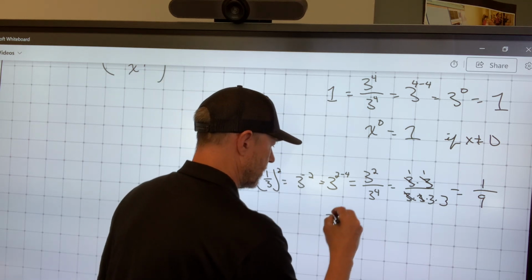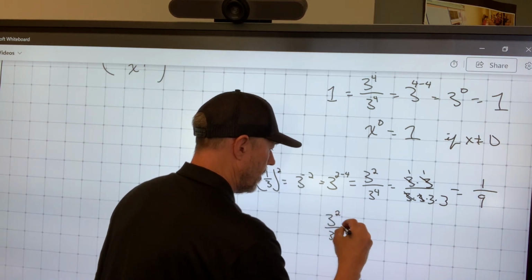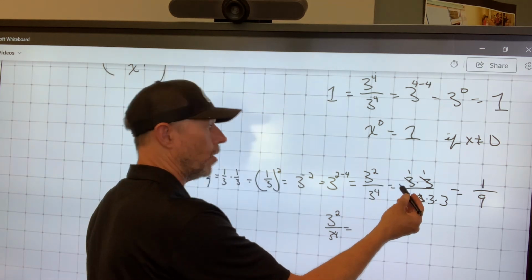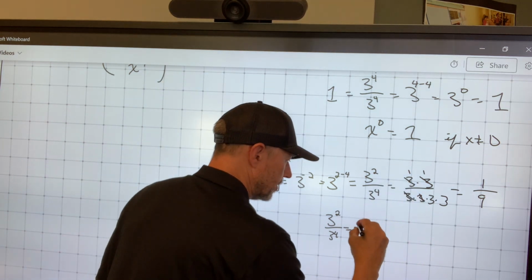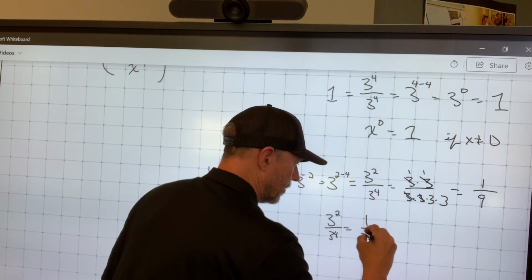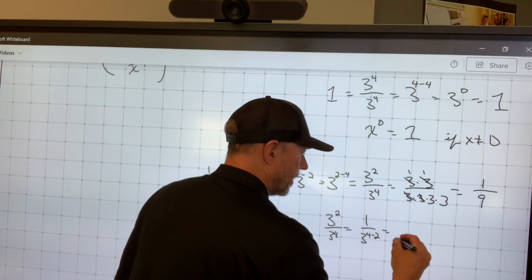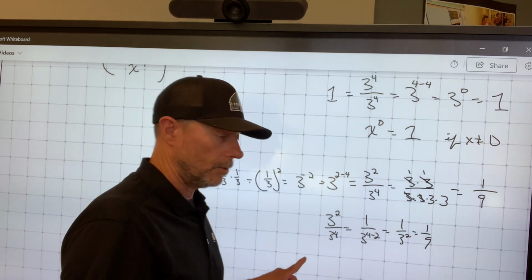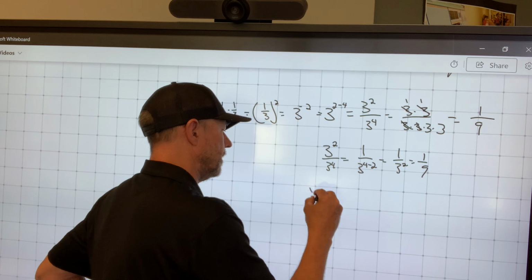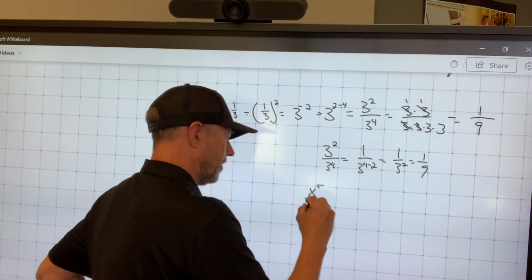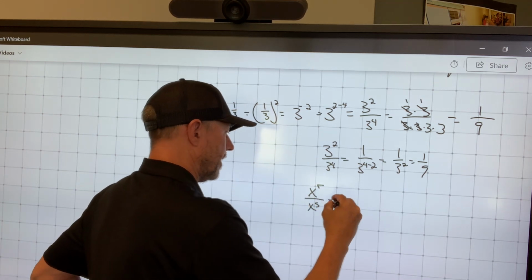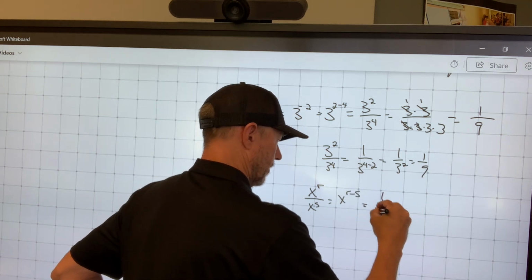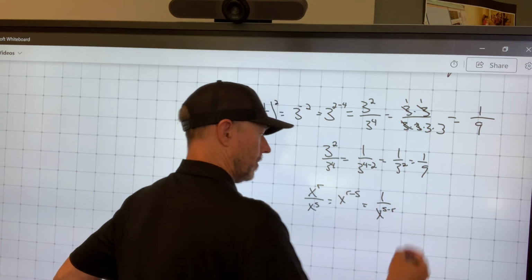Another way to express it is if you have 3 to the 2 over 3 to the 4, like we said, we took away 2 on the top from the 4 on the bottom, so you can change it to 1 over 3 to the 4 minus 2, so that gives us 1 over 3 to the 2, which is 1/9. So what's the rule? The rule is, if you have x to the r over x to the s, we already said it could be x to the r minus s, but it can also be 1 over x to the s minus r.